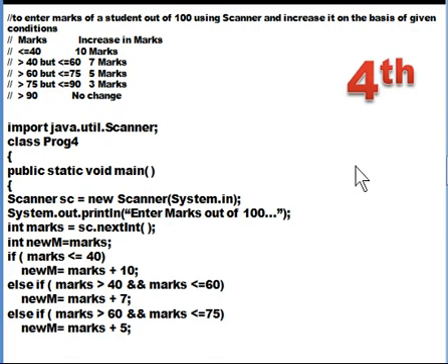In the fourth program now, we have to ask the user to enter the marks out of 100 and then increase the marks of the given student according to the conditions. Now, what is the condition? If the marks are less than or equal to 40, then 10 will be added to the original marks. If the marks lie between 40 and 60, then 7 marks will be added. If the marks are lying between 60 and 75, 5 marks will be added, and if the marks are lying between 75 and 90, 3 marks will be added. If the marks are greater than 90, then no change will be done in the marks. So according to the condition, we are going to make modification in the marks of a particular student.